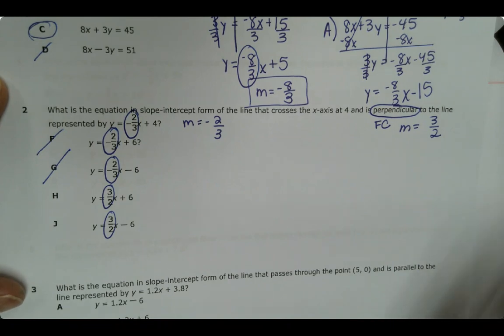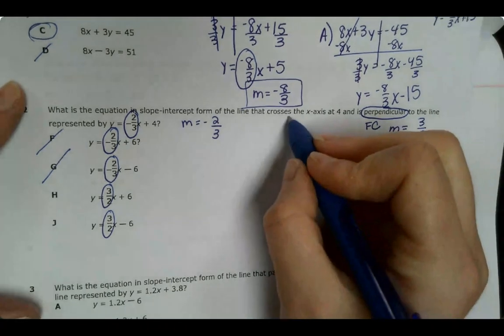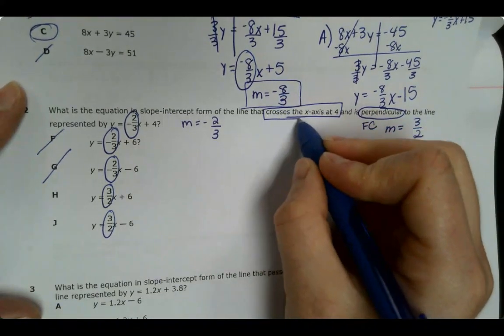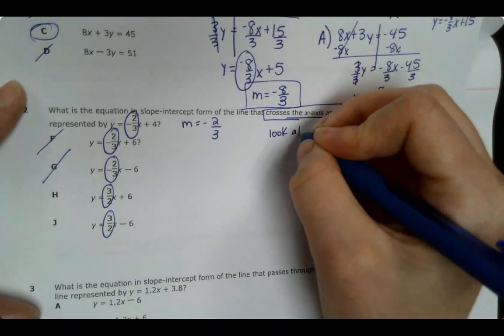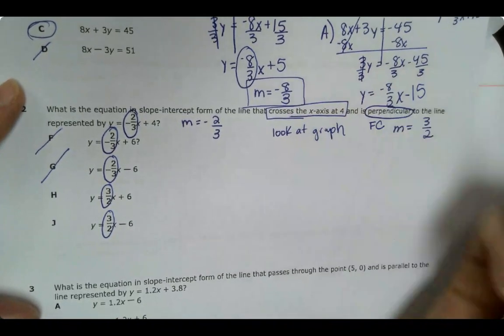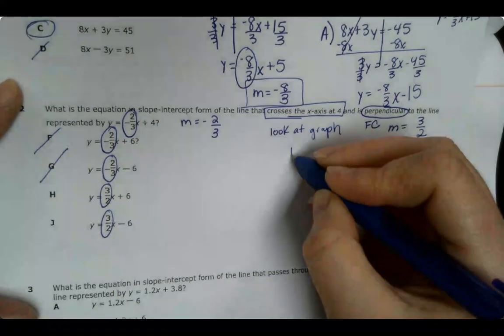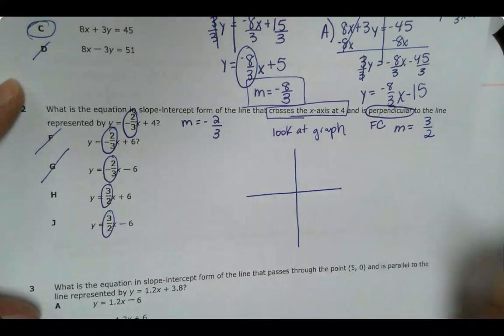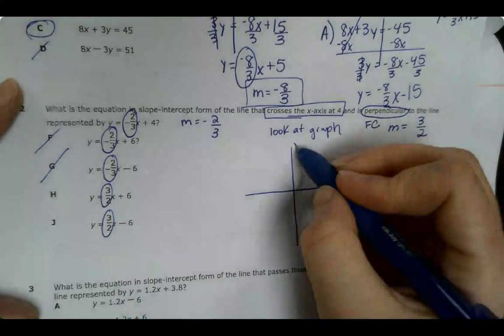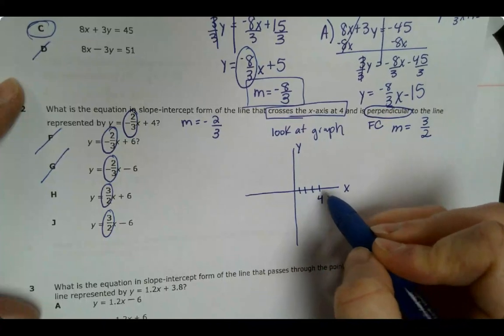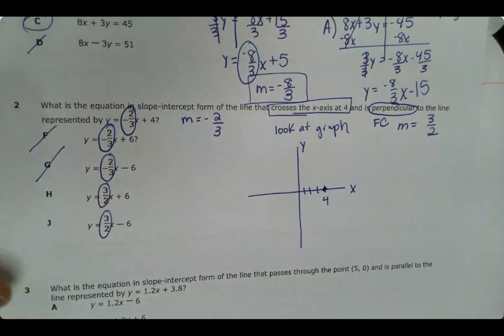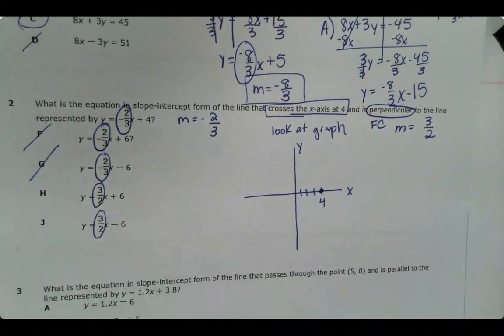So then our next step is to type the possible choices into y equals, check the table to see if it passes through the given point. The given point is it crosses the x-axis at 4. So we can actually just look at the graph instead. Let's just sketch out what that's going to look like. It says it's going to cross the x-axis at 4. So we know it's going to cross at 4. So we've got to decide which one of these is going to cross at 4.